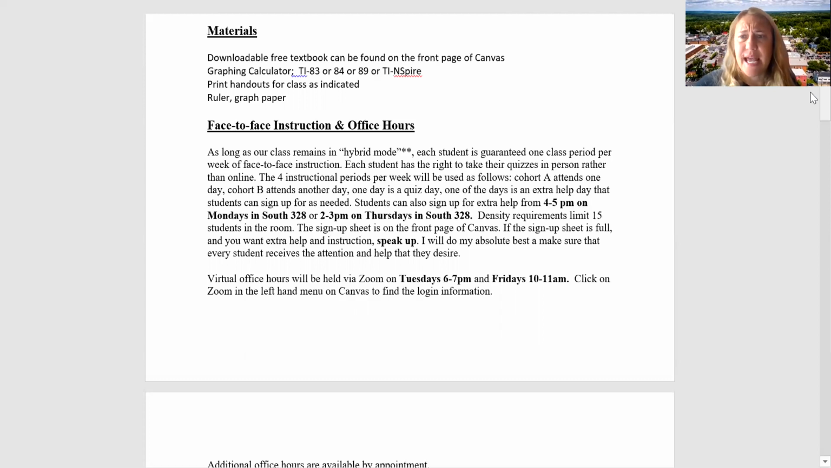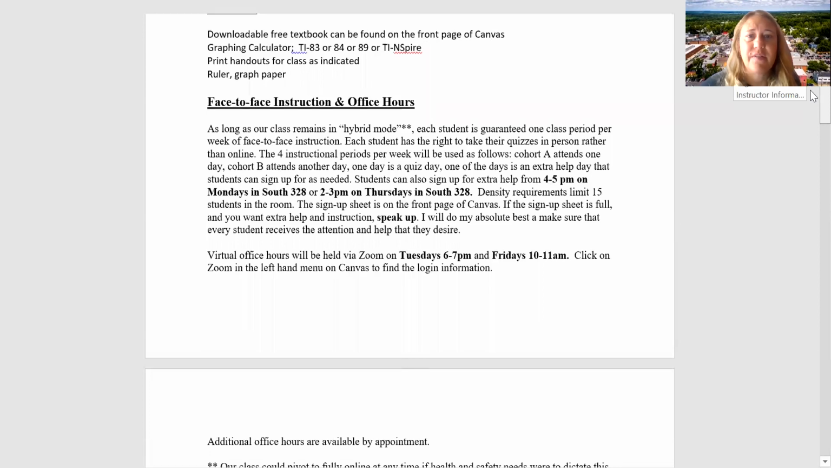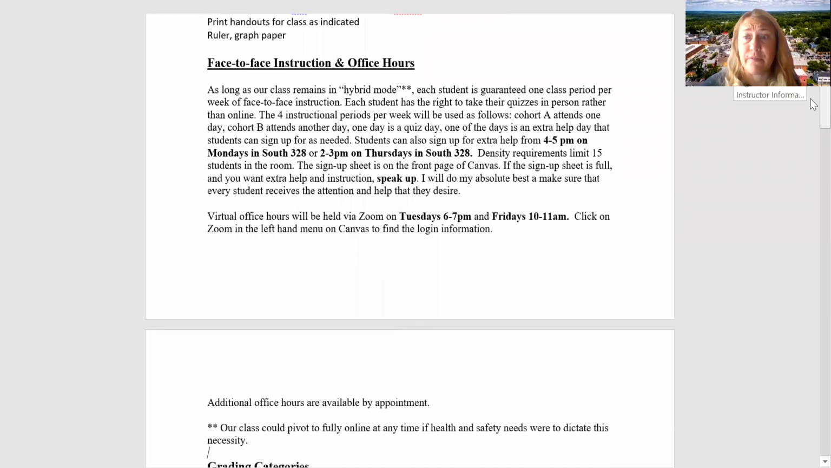And then keep a separate tab for homework. So we'll talk about that later in the syllabus. But you don't want to intermix your homework handouts and documents in with your class notes, because I do collect the homework for a small participation grade. So anyway, I am going to cover face-to-face instruction and office hours in a separate video.